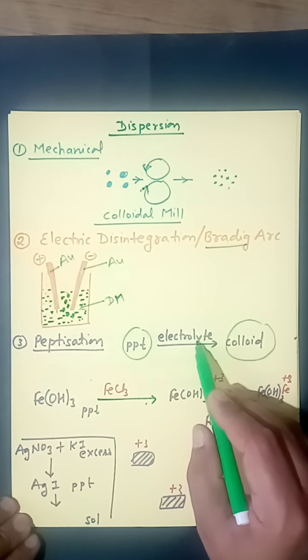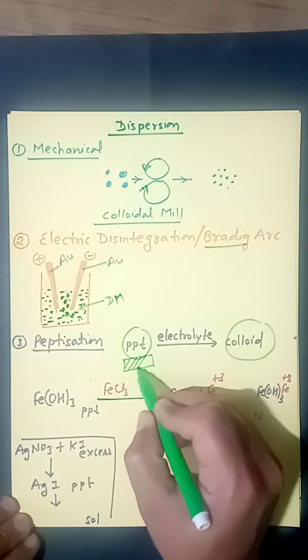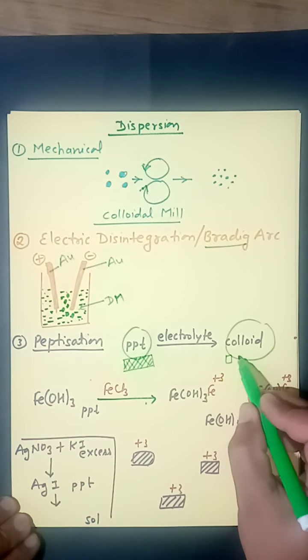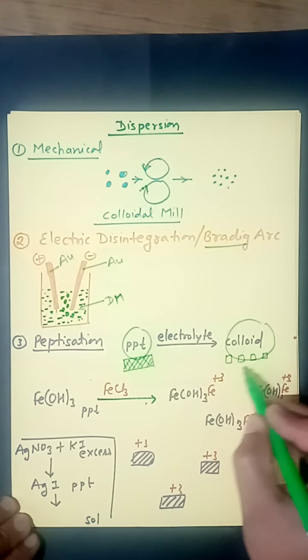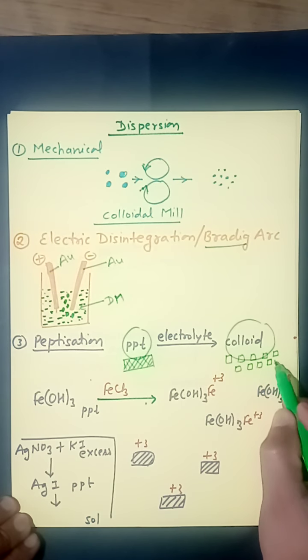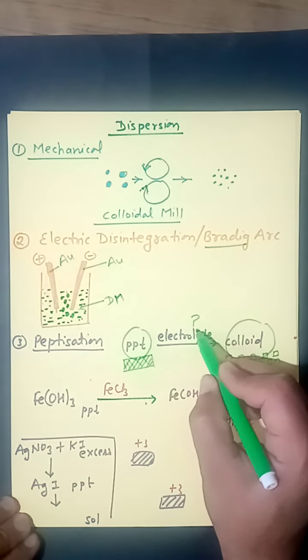Now, what is the role of the electrolyte? A precipitate means a big particle. It is a cluster of billions of particles. If we shake, it may convert into smaller particles. But as soon as we keep this solution standing, the particles can once again collapse and convert into precipitate. So what is the need of this electrolyte?